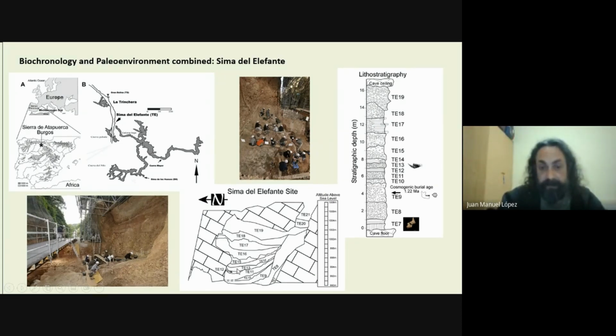This stratigraphy is complicated. After the lithostratigraphy, you can find that, for example, the upper layers, TE18 and 19, are Middle Pleistocene in age. After that there are layers that are mainly sterile. And from TE14 to TE7, there are a lot of small mammals that we found, in 2007, I think. A human mandible with lithic tools here in TE9, and this year we found a human face in TE7.